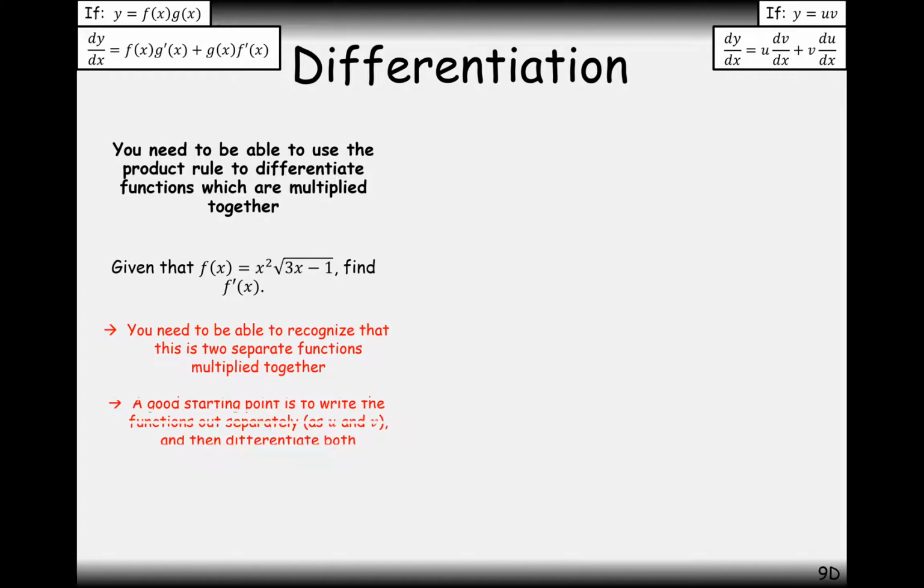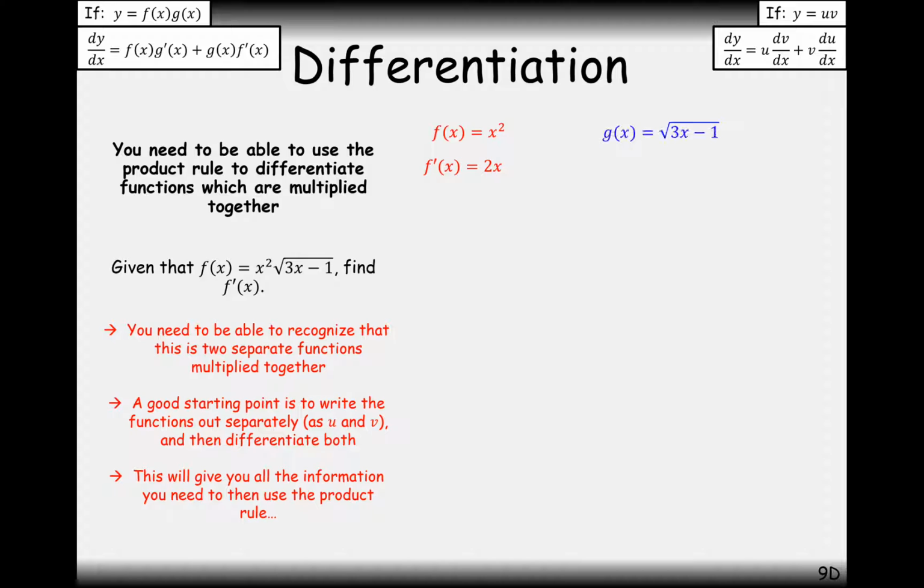So our first function is x squared. Differentiate x squared, you get 2x. The second function, a little bit more fiddly to work with. We've got the square root of 3x minus 1. So we're going to need to change this into something that looks differentiable. 3x minus 1 all to the power of a half. And in this case, we're now going to have to apply the chain rule.